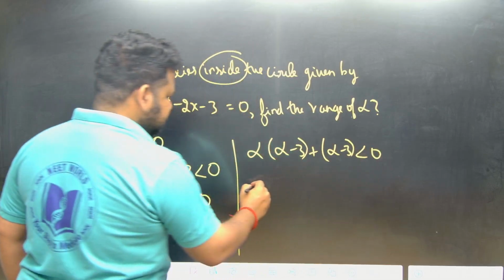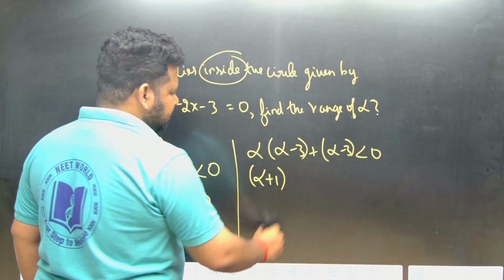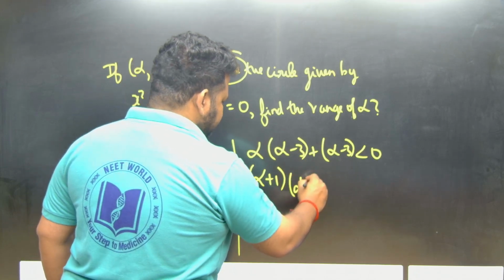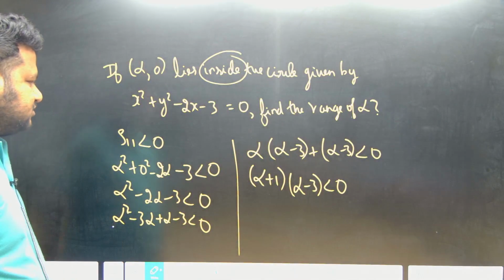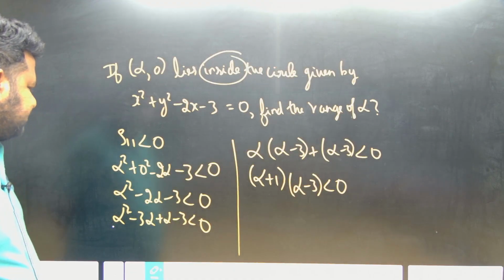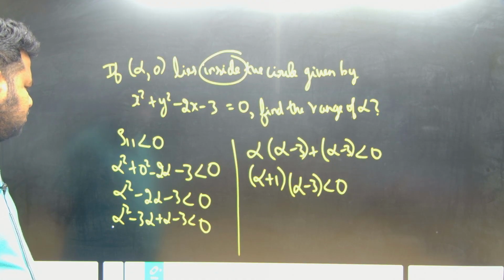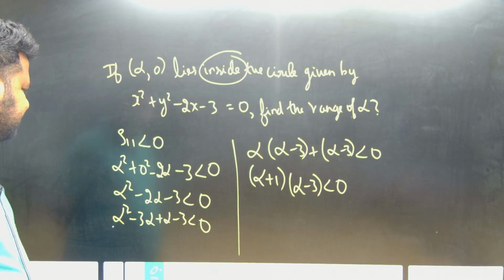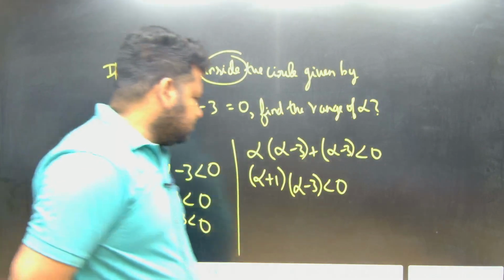So what are the factors that I will be having? Alpha plus 1, and another factor will be alpha minus 3 is less than 0. These are the factors we will be getting. Clear?